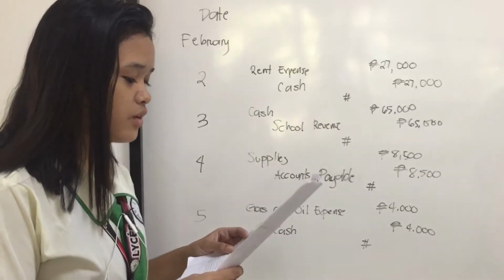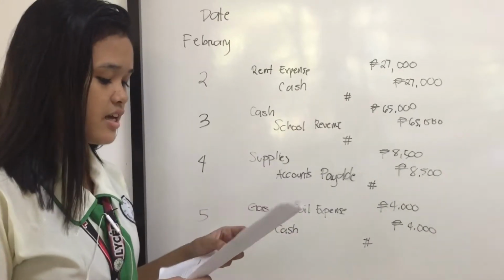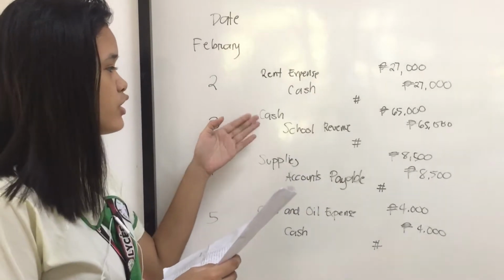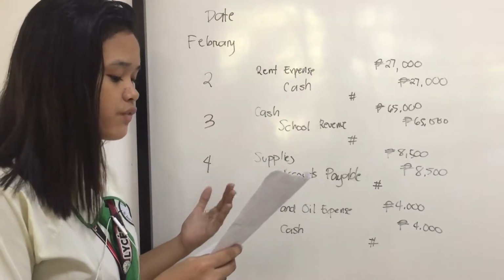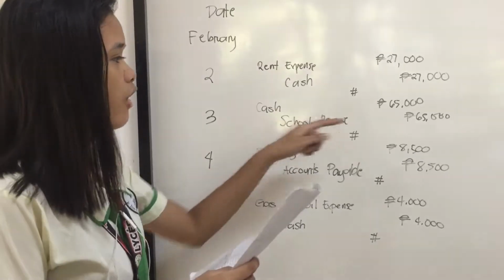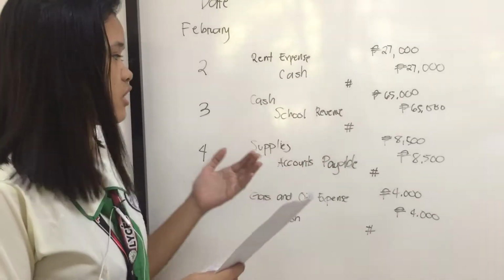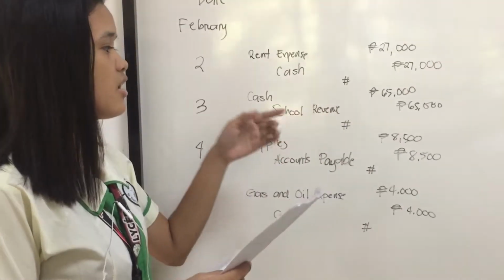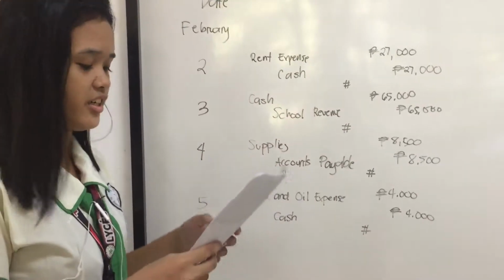On February 3, received fees for this month's services of 65,000 pesos. So our cash increased, so that is our debit, since we received fees for this month's services of 65,000 pesos. And our credit is school revenue of 65,000 pesos, and then close your transaction.